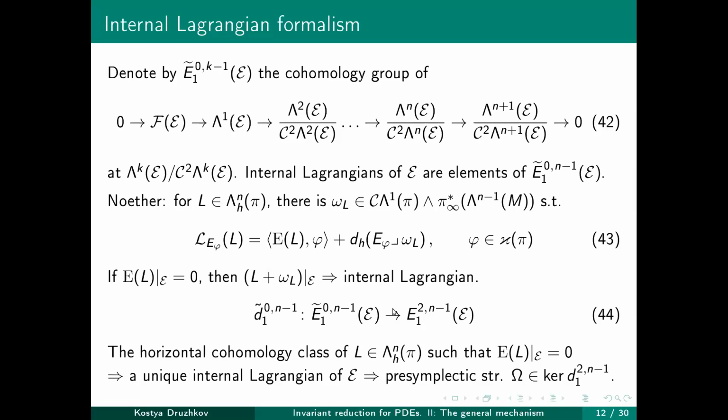Besides, we have the corresponding differential from internal Lagrangians to variational 2-forms, and actually this differential maps internal Lagrangians to d1-closed variational 2-forms, that is, to presymplectic structures. Each internal Lagrangian gives rise to a presymplectic structure. So to sum it up, we can say that the horizontal cohomology class of a Lagrangian such that its variational derivative vanishes on epsilon gives rise to a unique internal Lagrangian of epsilon, which gives rise to a unique presymplectic structure omega, an element of this kernel, that is, of the variationally closed variational 2-forms.